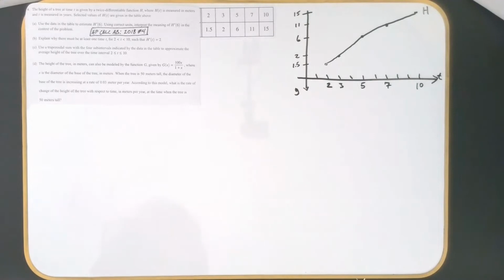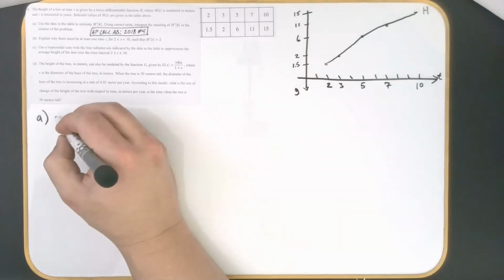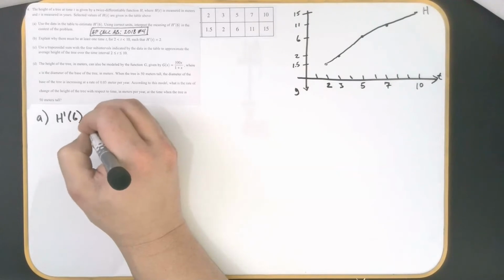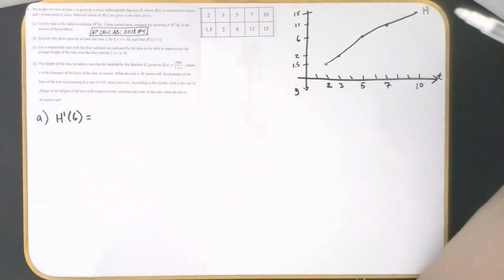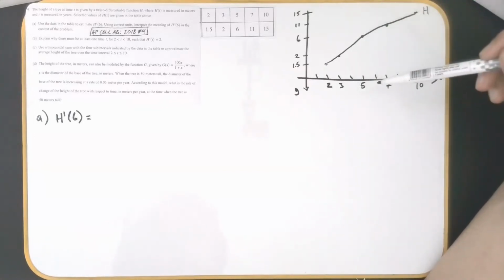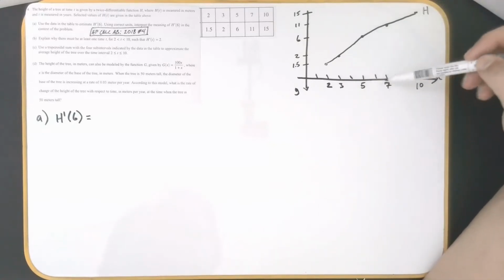For part A, it says, use the data in the table to estimate h prime of 6. Okay. Well, let's figure out what h prime is. If this is the height the tree is, the derivative of something is the rate that it's changing. So h prime is going to be the rate the height of the tree is changing at the 6th year.